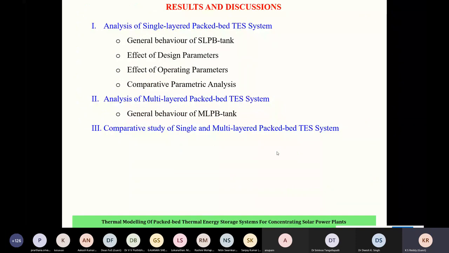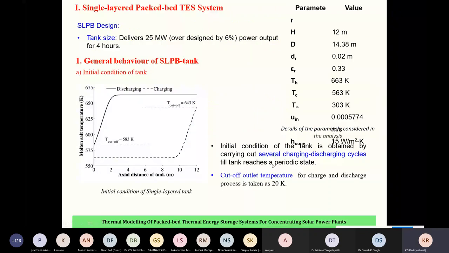The analysis of single-layered packed bed tanks has been done with various things: effect of design parameters, the SLPB tank, which is a thermocline tank, and effect of operating parameters in a parametric study. We have done general behavior of the tank and other things. We have taken various parameters of the tank and various void fractions and so on. This single-layered packed bed thermal energy storage tank is shown here. Charging time, discharging, how it behaves in charging and discharging with the axial distance.